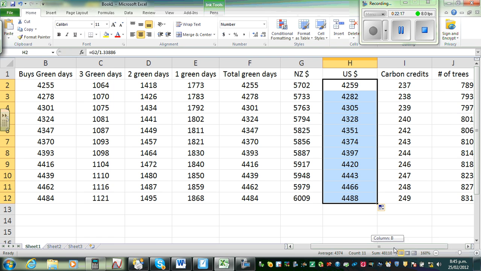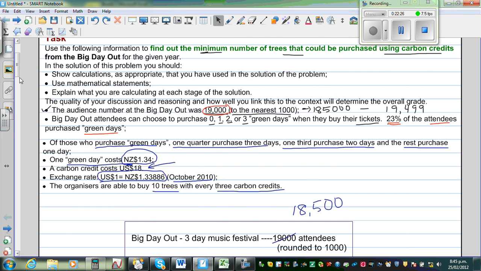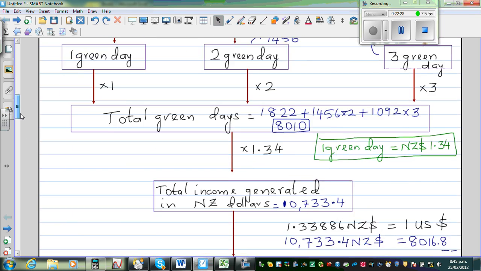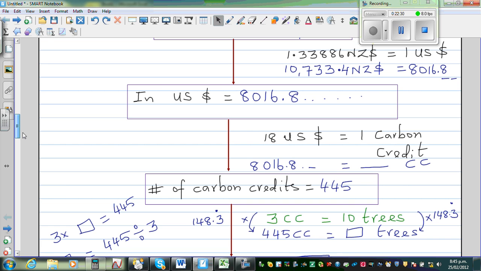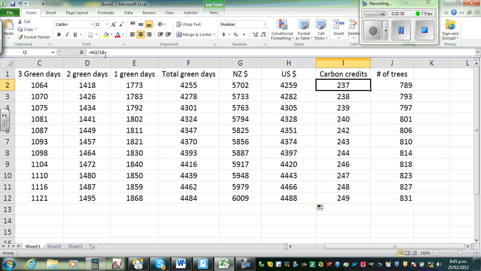Okay, and carbon credits is 18. What was, okay, let us go back. How do you change the carbon credits? So let us finish it off. Carbon credits, I forgot. Yeah, $18 would give you. I think I did some mistake. Yeah, carbon credits, I got the formula here. So this is H2 divided by 18. And this is the total number of trees.